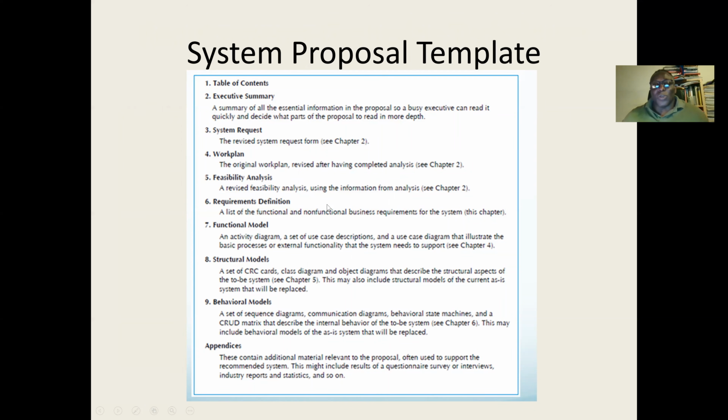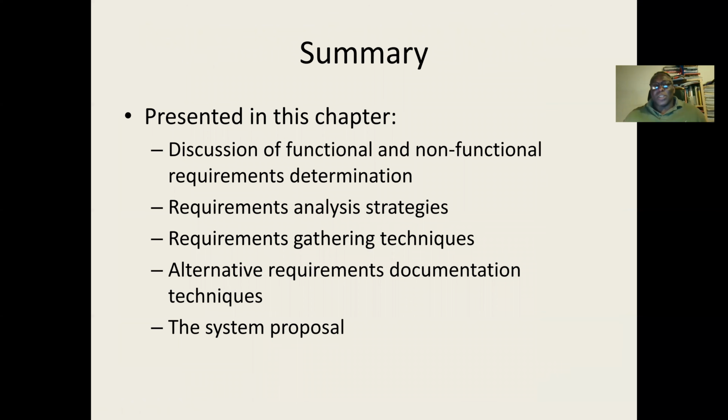This is an example. We have the table of contents, executive summary, system request, work plan, feasibility analysis, requirement definition, functional model, structural model, behavior model, and appendices. In summary, the main goal of this lecture is to go through what a requirements phase is, requirements analysis, types of requirements analysis, and how the process works, for example the techniques we use to gather requirements, the concept of a system proposal, etc.